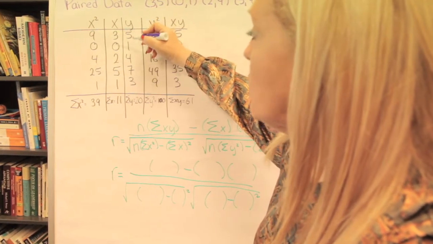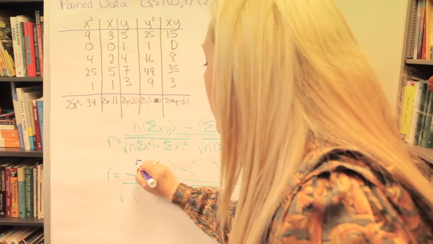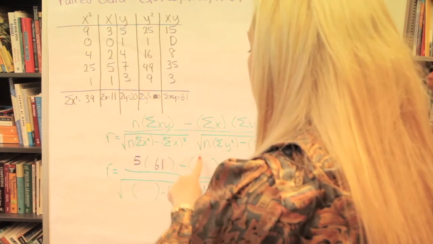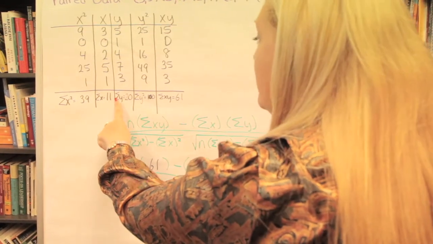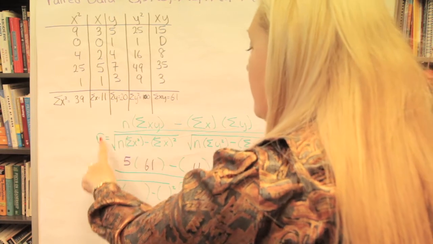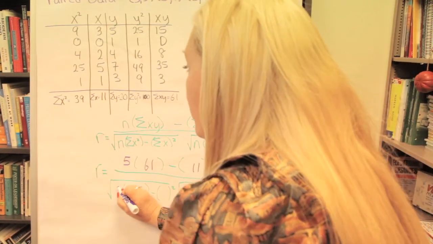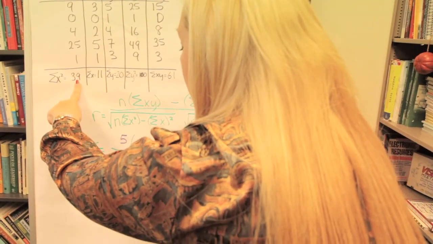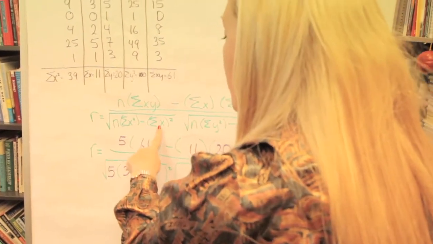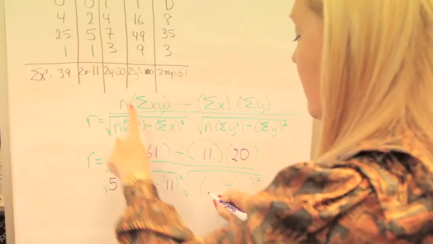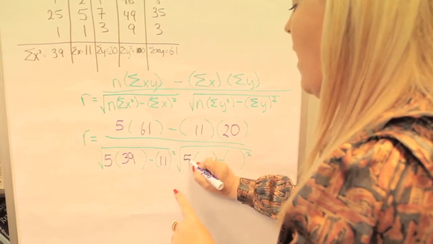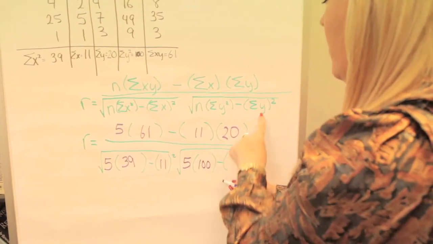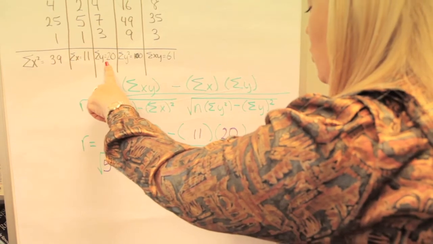N is the number of scores, 1, 2, 3, 4, 5. Summation of xy is 61. The summation of x is 11. Summation of y is 20. N, the number of scores, is 5. The summation of x squared is 39. The summation of x is 11. N is 5. The summation of y squared is 100. The summation of y is 20.